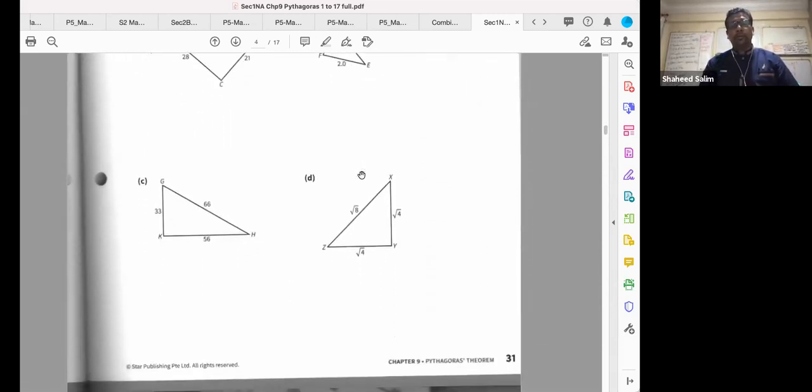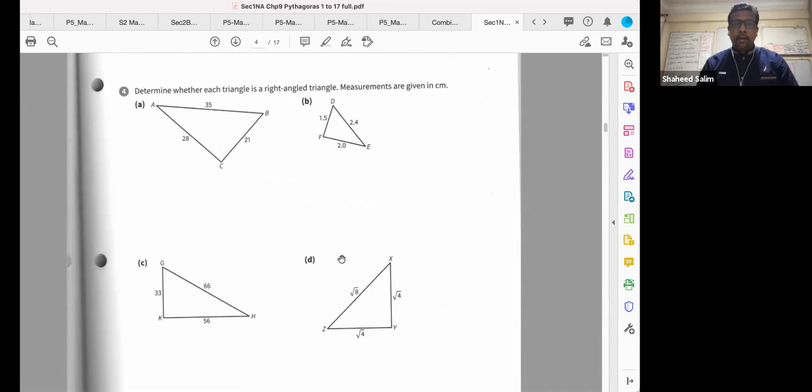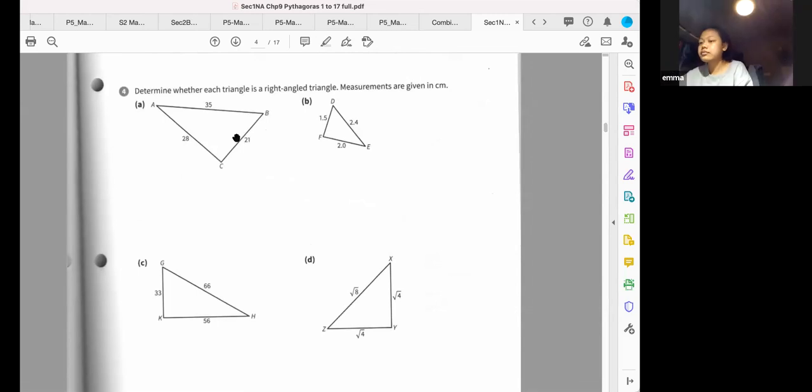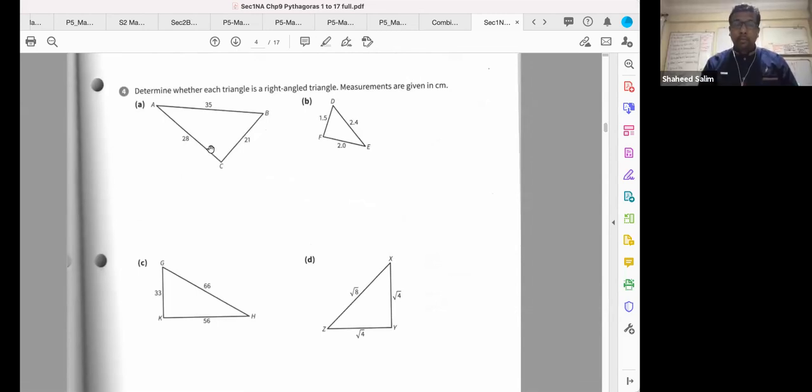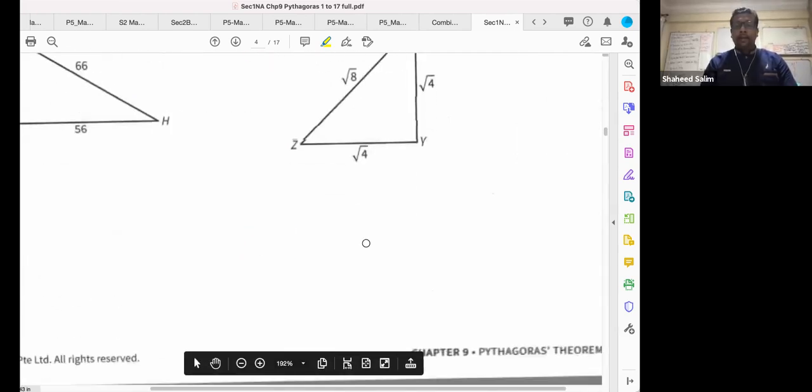So we need to do especially number D. Now they are asking you whether this is a right angle triangle. If this is A squared plus B squared equals C squared, can you just check for question A and D? Is it true? A is correct. True. Okay, now we go to D.